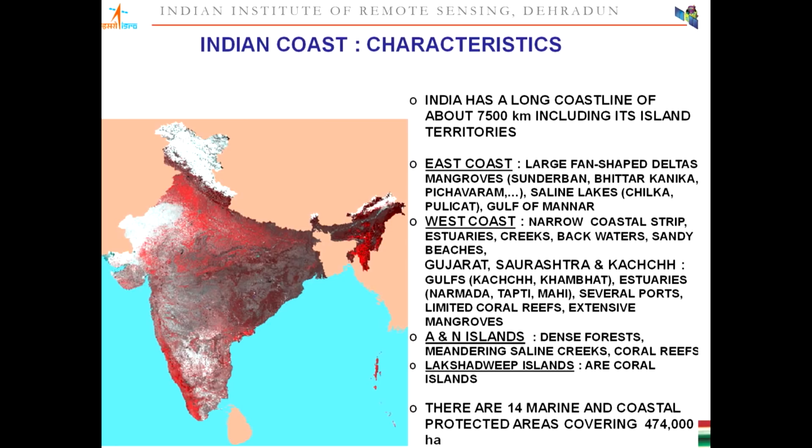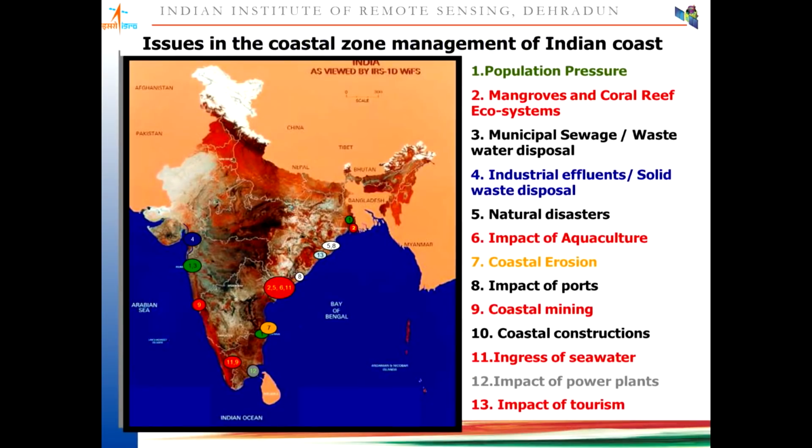But the east coast is mainly dominated by a lot of deltas, which are not there in the western coast, like the Sundarban Delta, the Krishna Godavari Delta, and the Mahanadi Delta. And we have the important Andaman and Nicobar Islands, which are mainly characterized by dense forest, mangroves, meandering saline creeks, and also coral reefs, mainly fringing reefs. Lakshadweep Islands have mainly corals in the form of atolls, and we also have 14 marine and coastal protected areas. So this is what the Indian coast is basically characterized by.